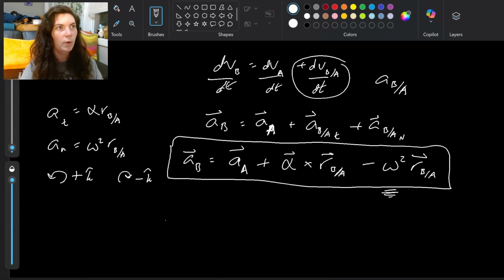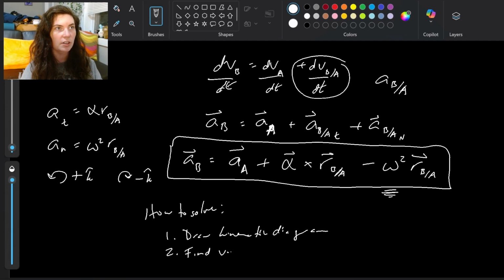So just as a quick rundown of how to solve these, we're going to draw a kinematic diagram showing your directions of your acceleration, as we've done in problems before. We'll find any velocities or angular velocities as needed. If something's not given and we need it for this calculation, then we'll calculate any of those. We can use instantaneous centers of zero velocity or the relative velocity method to find those.